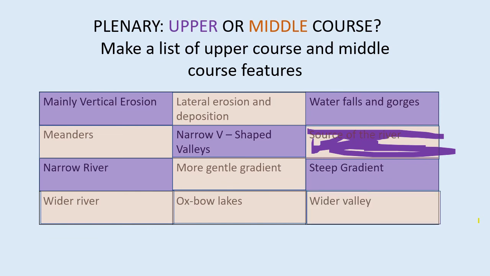So I hope that's been useful and you've got your head around the difference between the upper course, where you've got lots of erosion going on, lots of energy, and you've got the river drilling down to cause waterfalls and V-shaped valleys, and the middle course, where the river actually hasn't got as much energy, but is moving from side to side. So you've got a mixture of lateral erosion and deposition.